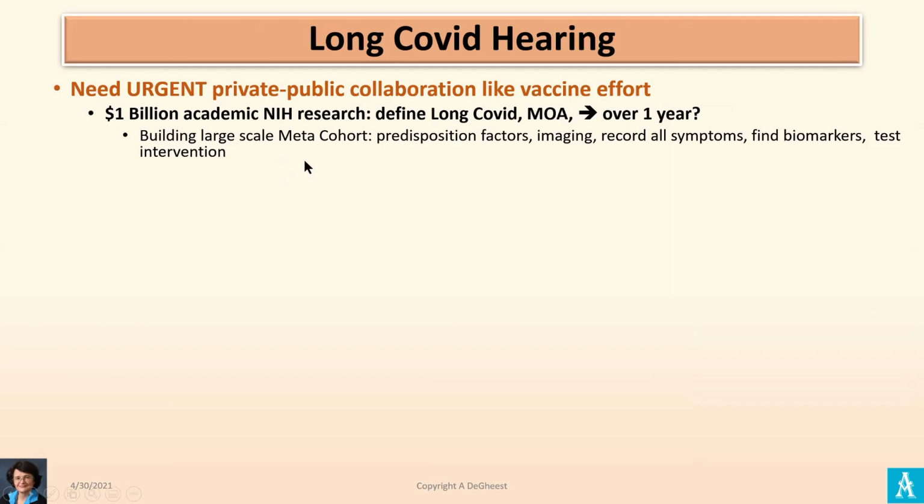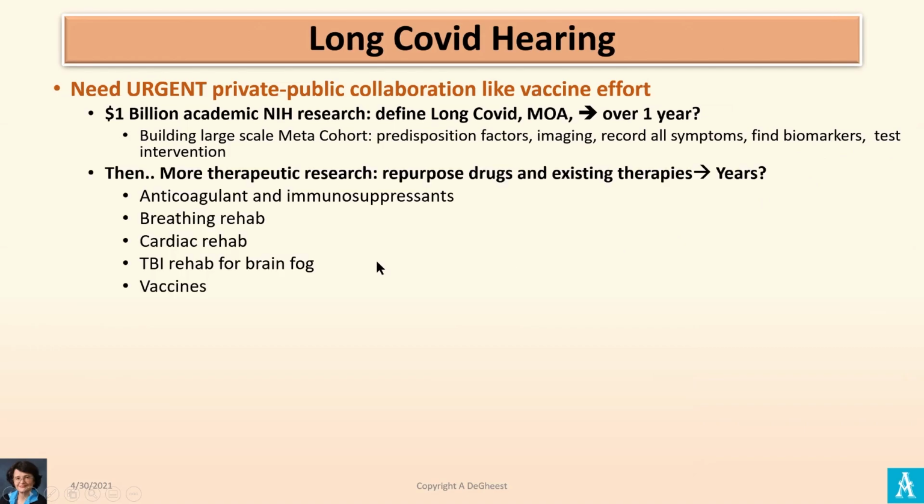In addition to that, the NIH is trying to build a meta cohort. They want a very large-scale database so they can do analysis. That is true, but in parallel, we need to take care of these patients. They want to identify predisposition factors, do a lot of imaging, record all the symptoms, and find the biomarker. There are no obvious biomarkers right now. And then basically do several interventions and see what works. After we figure this out, we need to do therapeutic research, because we need to find out the mechanism of action before we can do therapeutic interventions. And that could take more years.